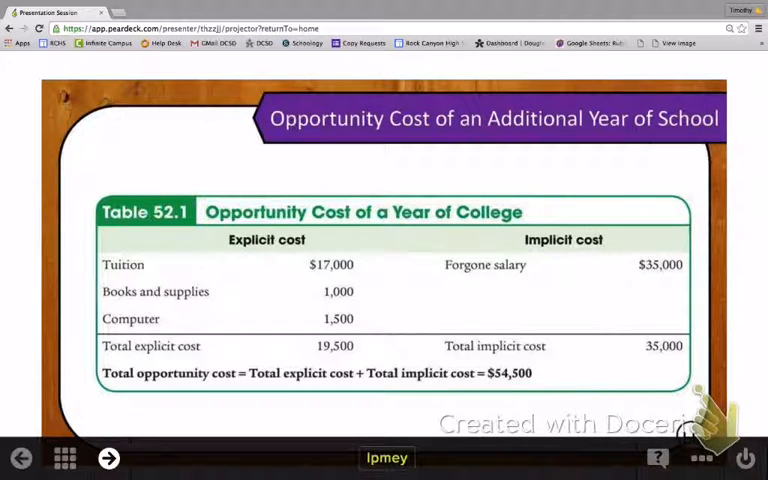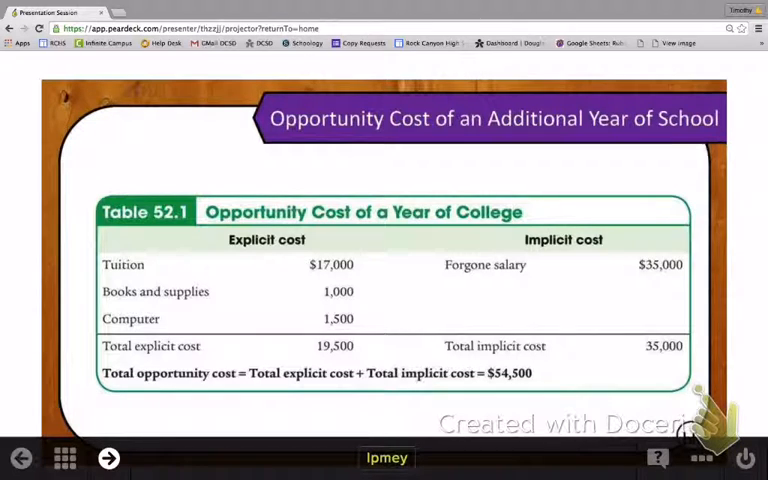Here you see another example of that. If you go to college, what is the real cost of going to college for a year? Well, most of you would think of the explicit cost only. You pay $17,000 for your tuition, $1,000 for your books and supplies, $1,500 for your computer, and you'd say, oh, it cost me $19,500 to go to college.